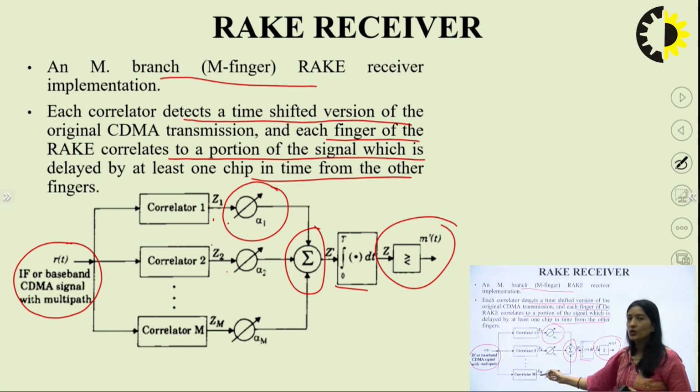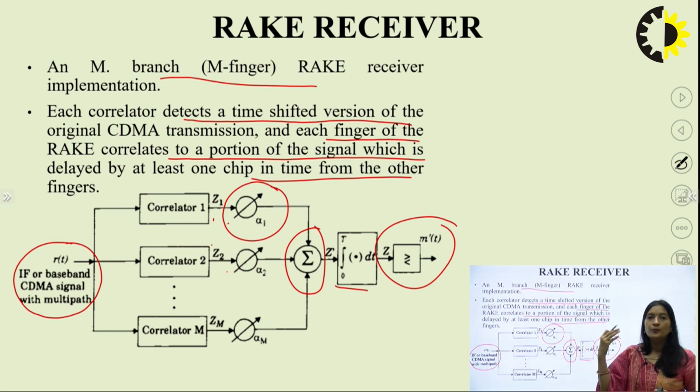So we have multiple correlators here, and we are also providing the weights. Weights means that, based upon previous observations, we provide some weight so that the signal can be detected, because sometimes our signal will not have the strength to be detected by the receiver. So we provide some weights, and then we sum all the components, and then we integrate it, and finally the decision making circuit decides whether the signal is present or not.